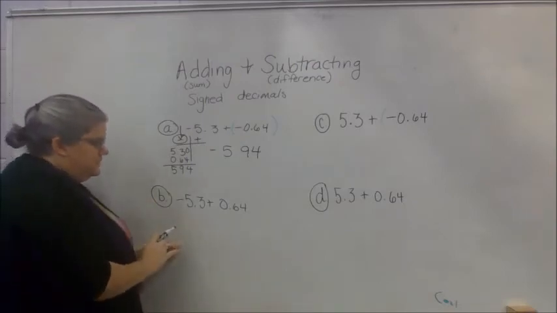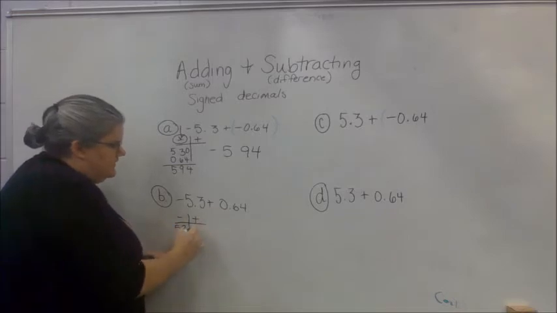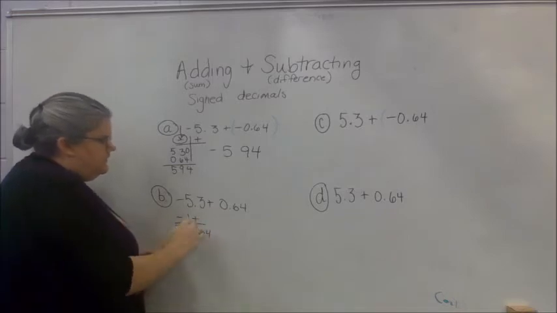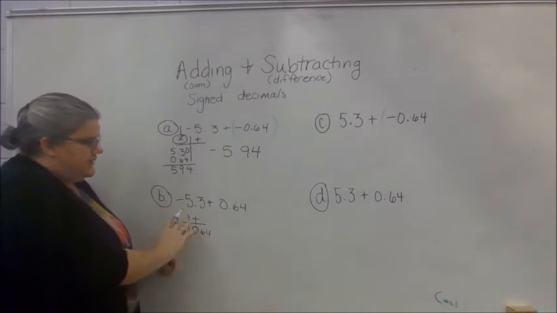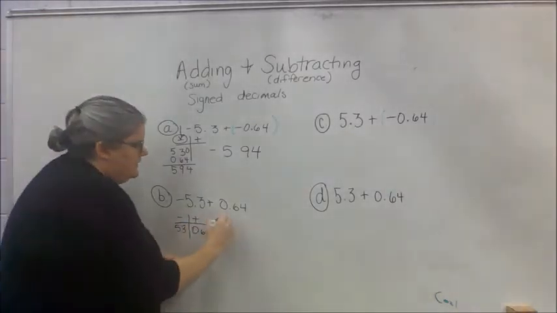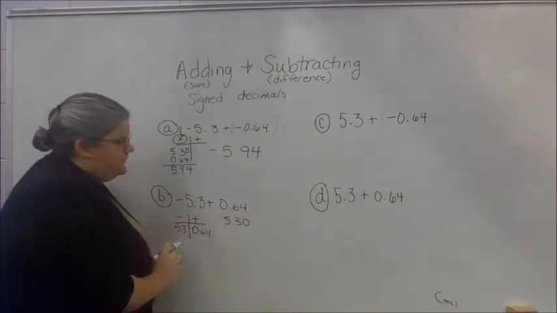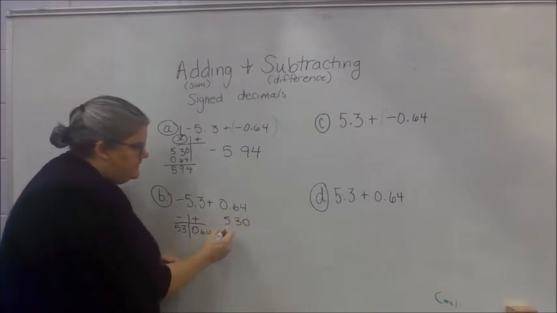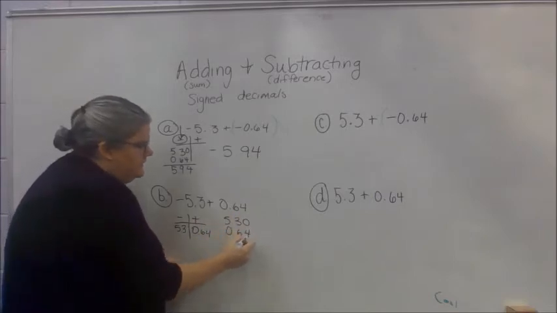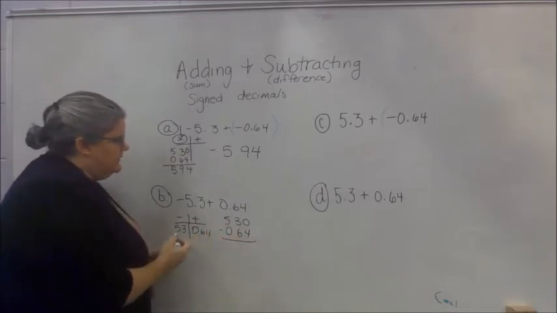So let's look at question B here. I have 5 3/10 on the negative side, and 64/100 on the positive side. Since they're on opposite sides, I do not get to add those. I have to subtract. So I'm going to have 5 30/100 minus 64/100. Again, I lined up those decimals.